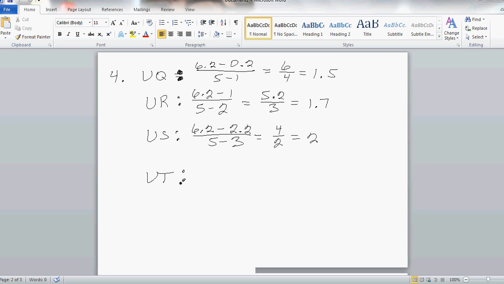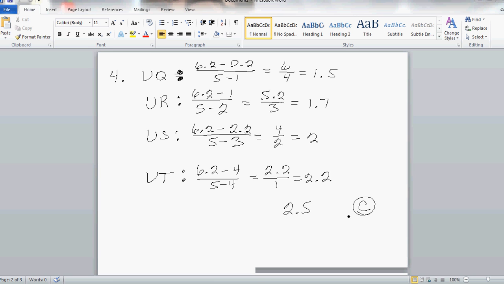Then we look at UT. UT is 6.2 minus 4 over 5 minus 4. So this will be 2.2 over 1, or 2.2. So it just seems to be going up in increments. So I might guesstimate the next jump might go up to 2.5, more or less. And this actually ends up being a multiple choice question, and if we look at all the possible answers, 2.5 is actually there as option C. It just appears a little bit differently.